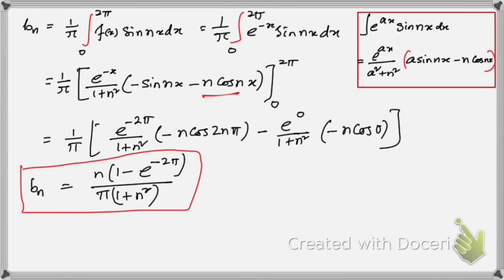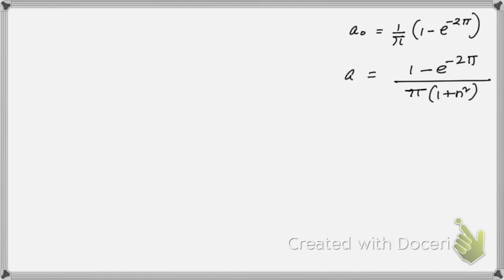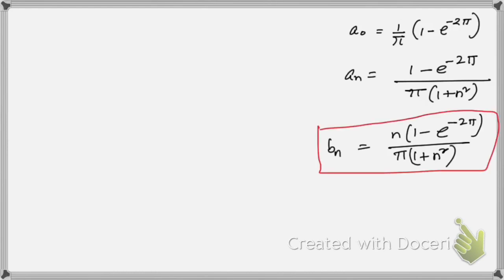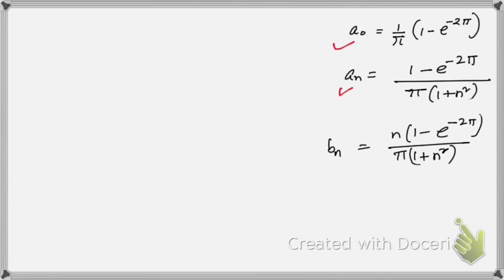So we have got an, bn, a naught, right? Let me go to the next slide, and let me write the values of a naught, an, and bn. This is the value of bn. Now we have a naught, an, bn, right?